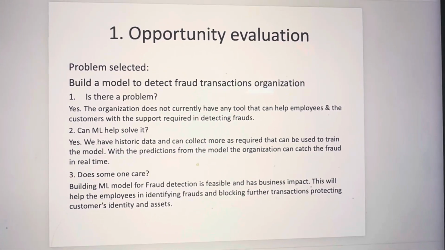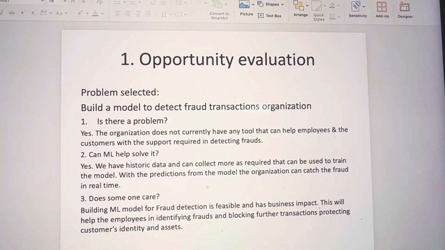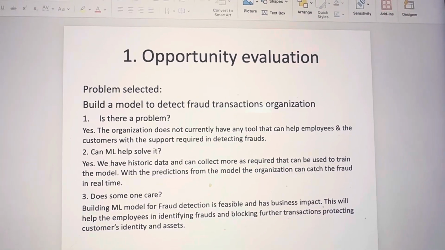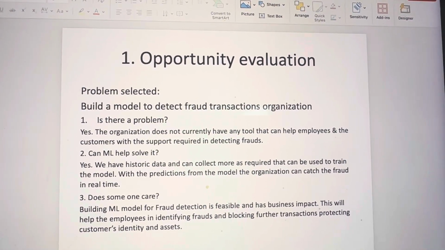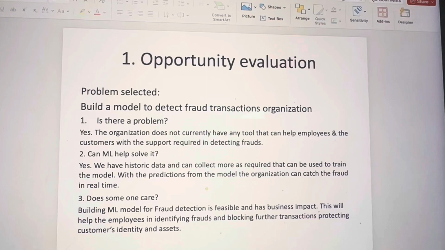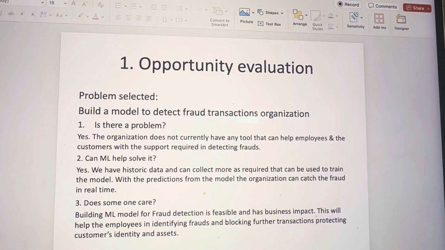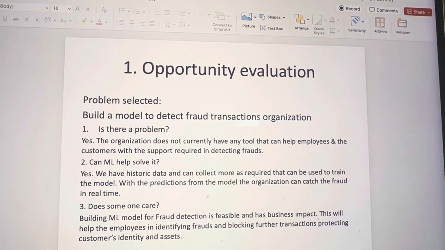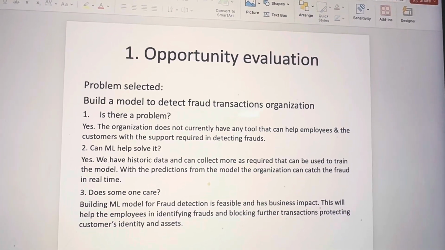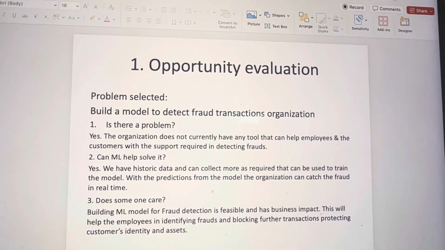Hi, here I am trying to walk you through the steps of the CRISP-DM process in implementing a machine learning model for fraud detection. So, for the first step of opportunity evaluation, we have different steps that we need to evaluate. The problem identification is that currently the organization's employees are manually going through the transactions and identifying whether they are fraudulent or non-fraudulent, and this is causing many delays in handling fraudulent transactions and causing loss to the customers, and the customers are losing trust in the organization.